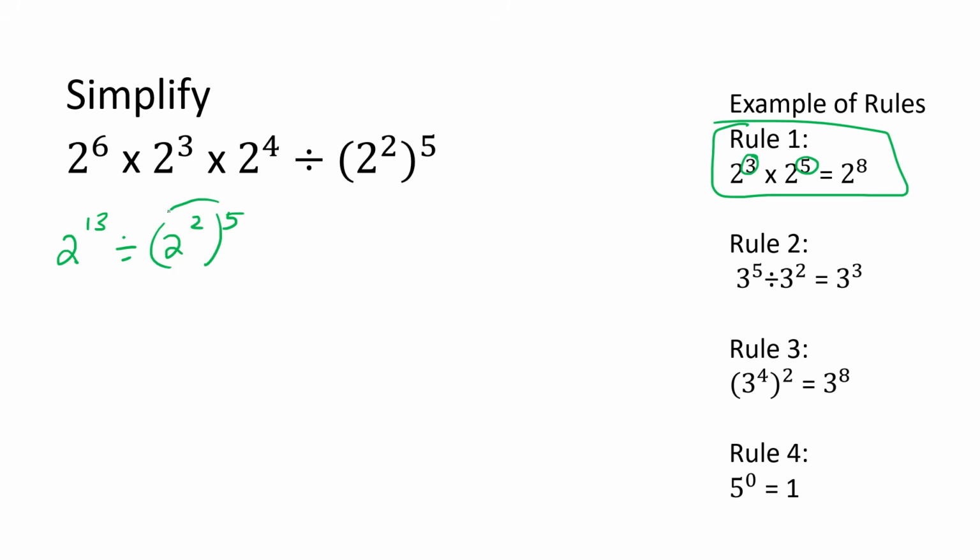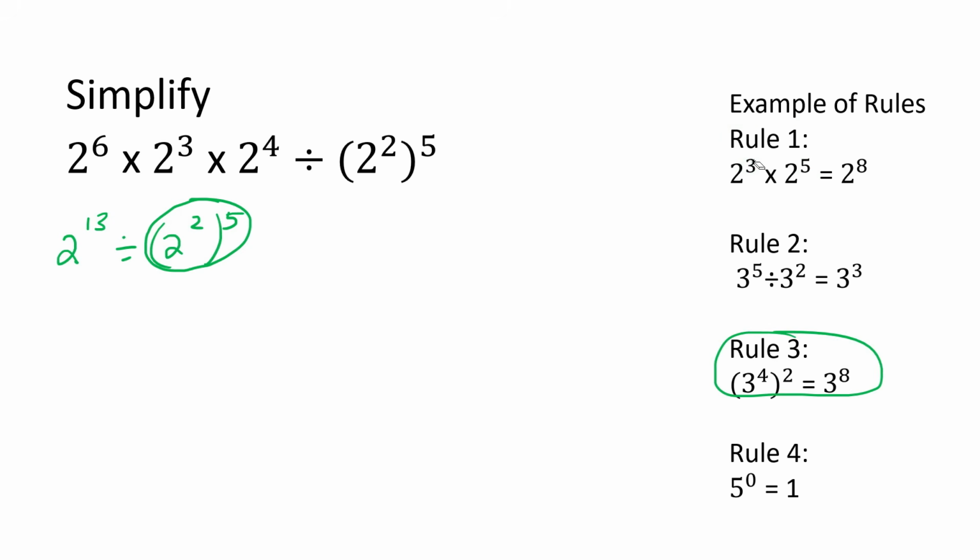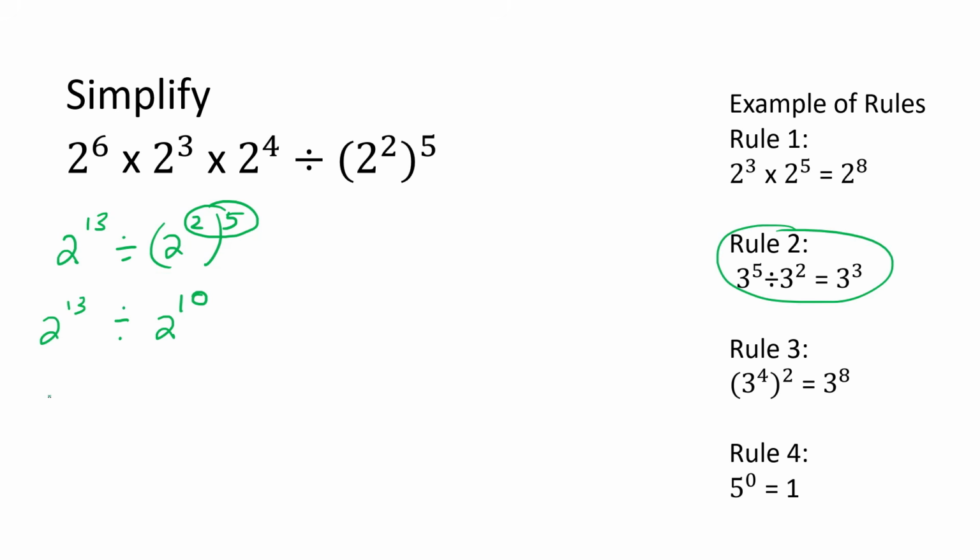Now if you look at this part, that is a rule number 3. And so what then happens is that you keep it as a 2, and then what do you do here? Well, what did we do over here? We multiply, so that'll be 2 to the 10. Now all of a sudden we have a divide, so that is rule number 2. And so that'll become 2, and then what do we do with these numbers? You subtract. So what is 13 minus 10? 3.